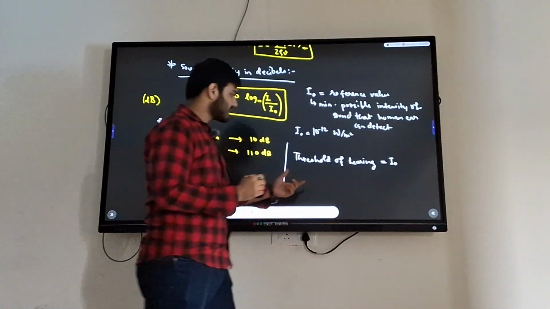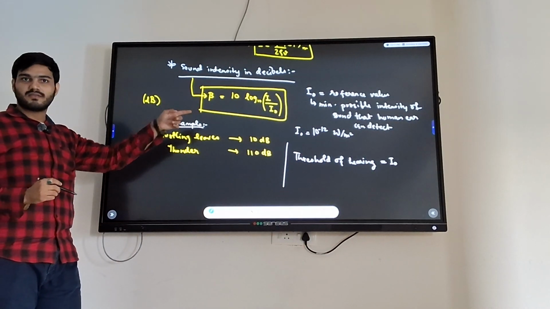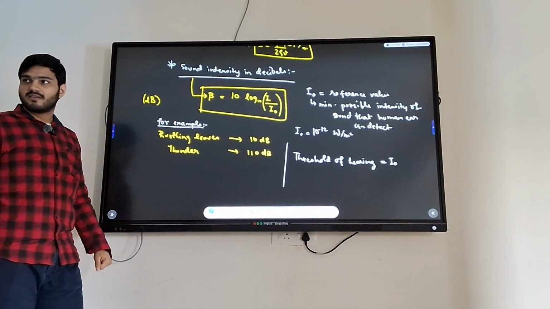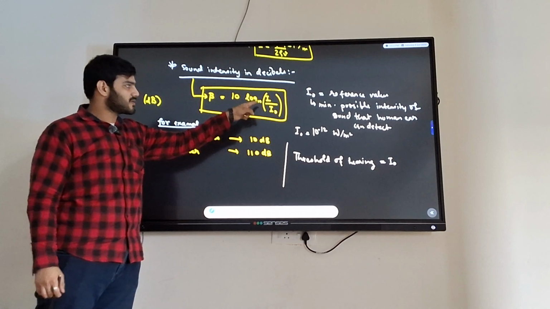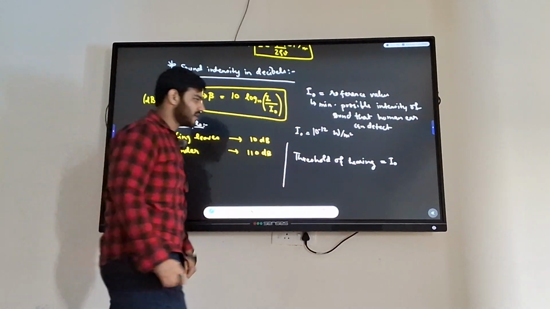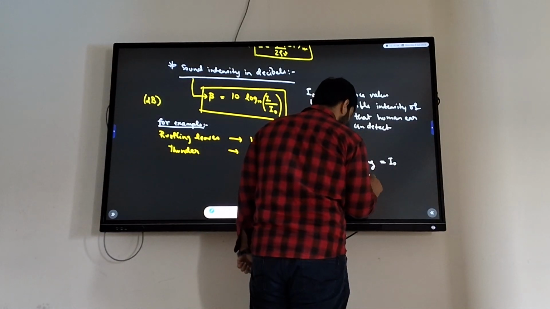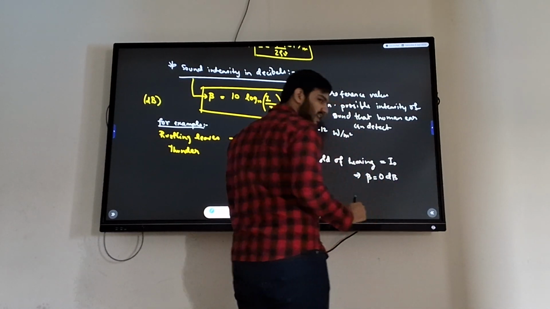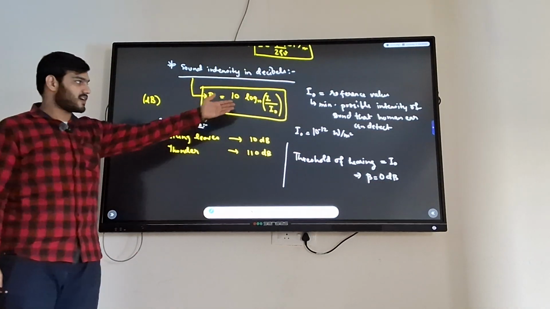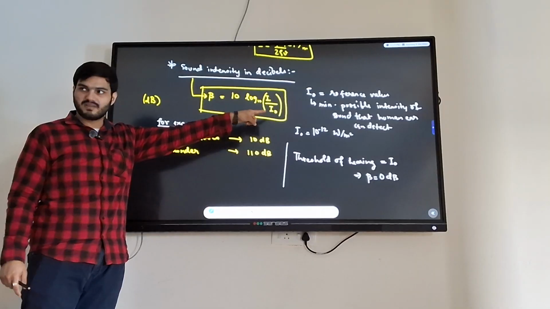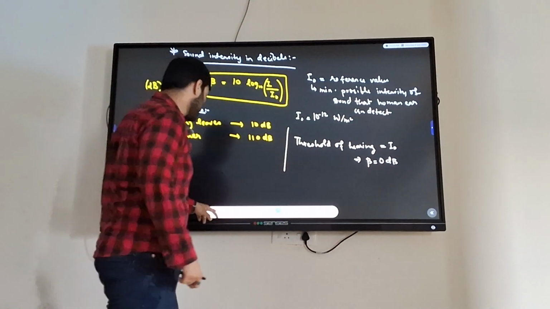Acha, when your I equal to I naught, then what is my beta? That's 0 decibels. Yes, because I equal to I naught, log to the base 10 of 1 is 0. So we have made our scale in such a way that it starts from 0 decibels. Okay? That is why I put a I naught here. Do you understand? Okay. And what is the threshold of pain?